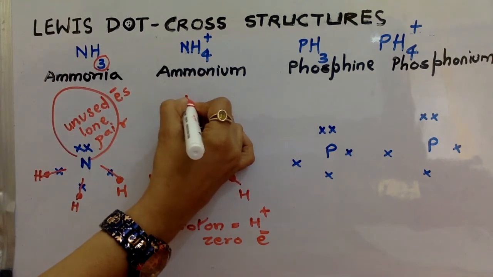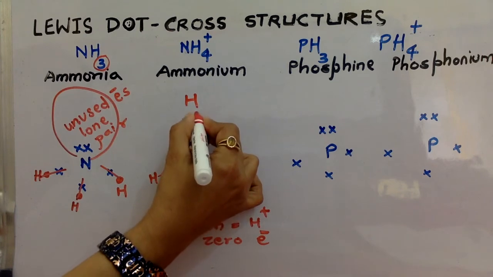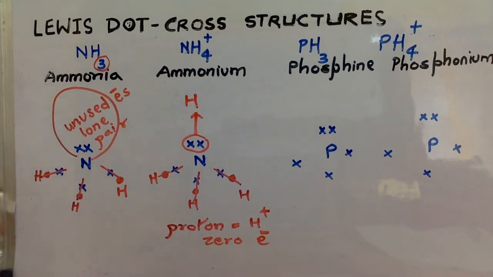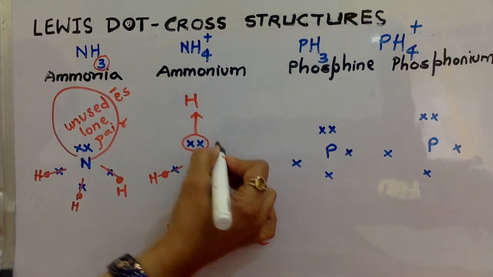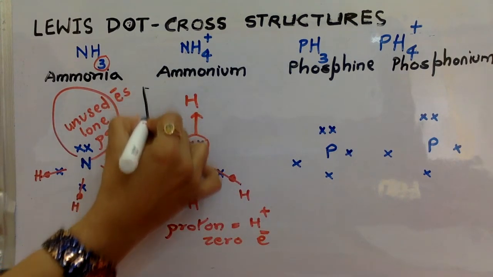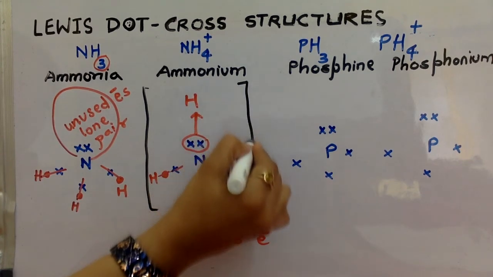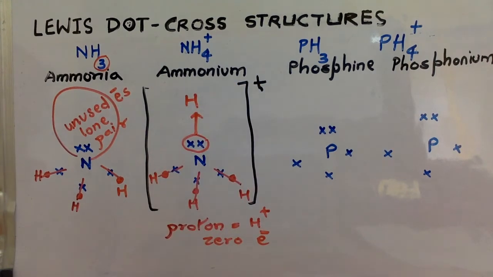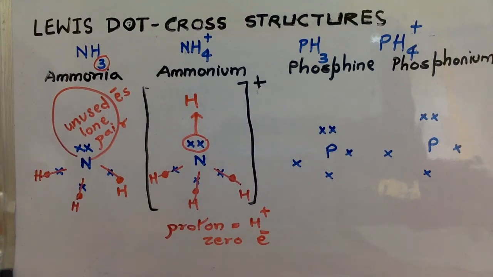So this proton H plus comes, and this nitrogen will contribute both the electrons of the bond, and then the sharing of electron will take place, and this is how ammonium is formed. The plus charge is delocalized over the whole ion. So that's ammonium. That is ammonium.